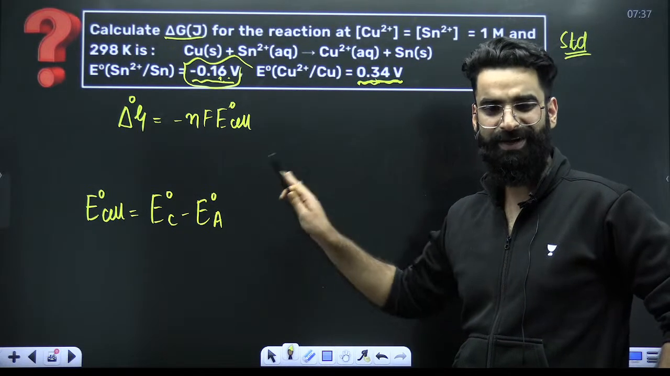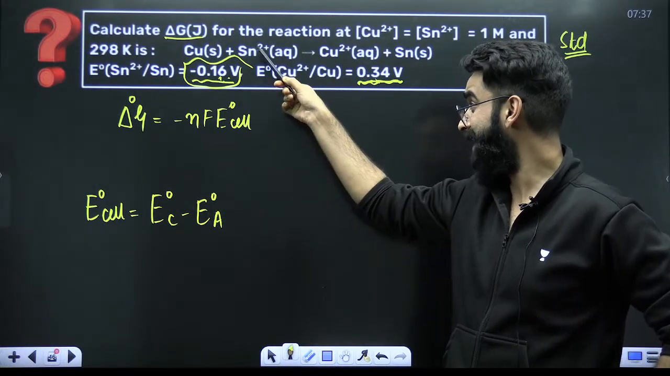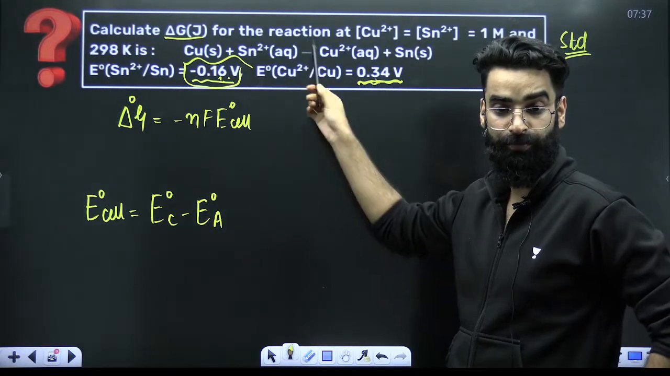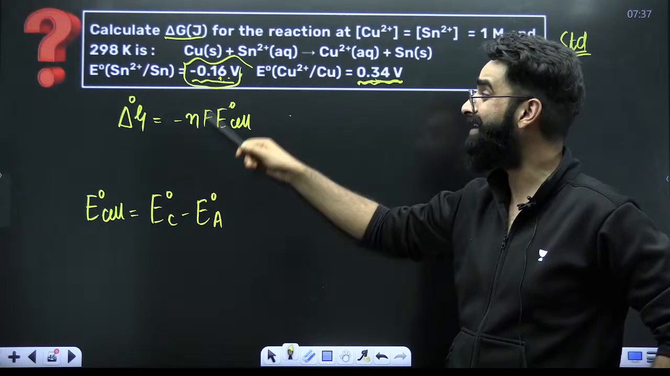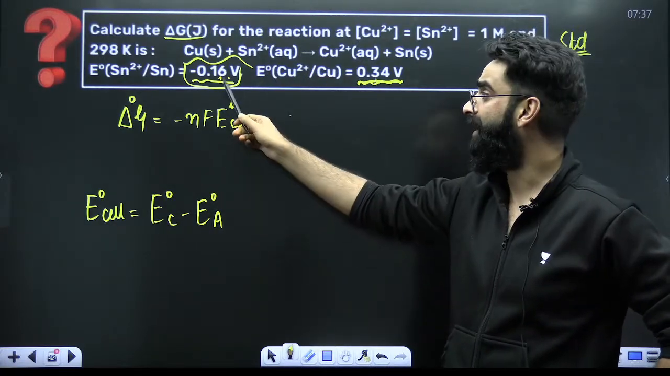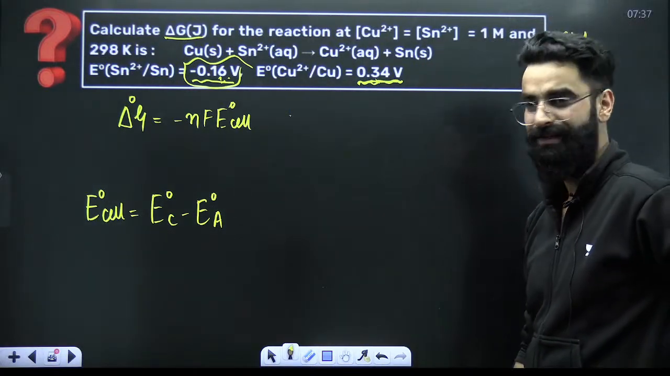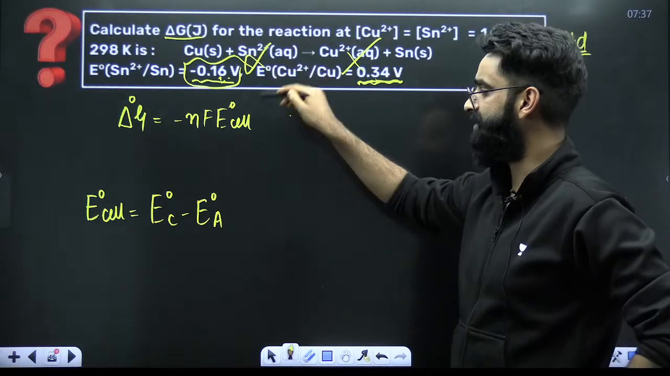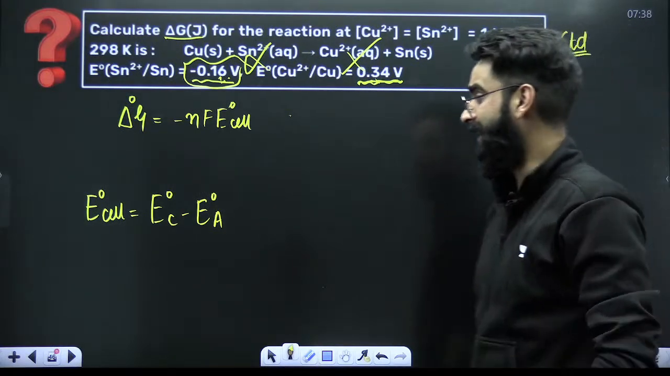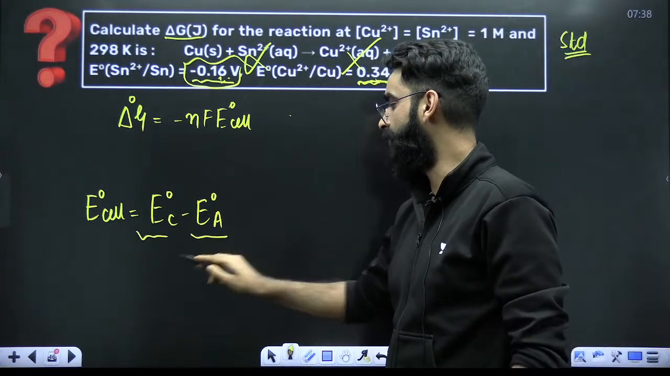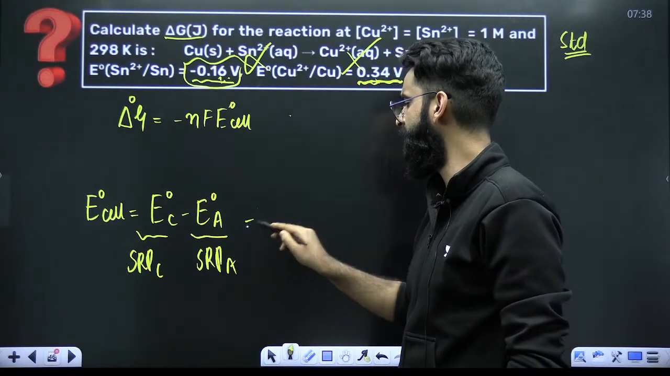Perfect? Did you get what I'm trying to say? In the reaction, copper is undergoing oxidation, Sn two positive is undergoing reduction. For Sn two positive to undergo reduction, its SRP should be more, but here it is less. So there is some discrepancy in the values, right? Anyways, leave the values aside. I'm just showing you the approach of a similar type of question. E naught cell you will calculate as E naught cathode minus E naught anode. This is SRP of cathode and this is SRP of anode. So from here you can calculate E naught cell.